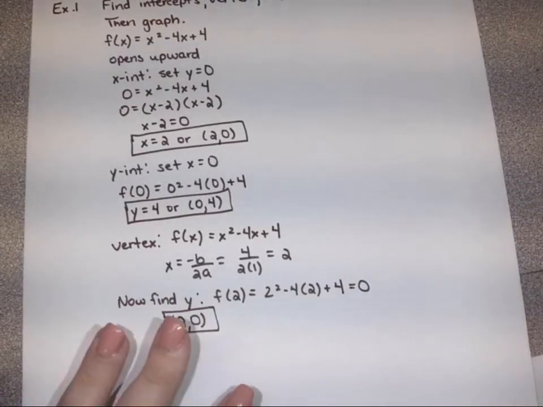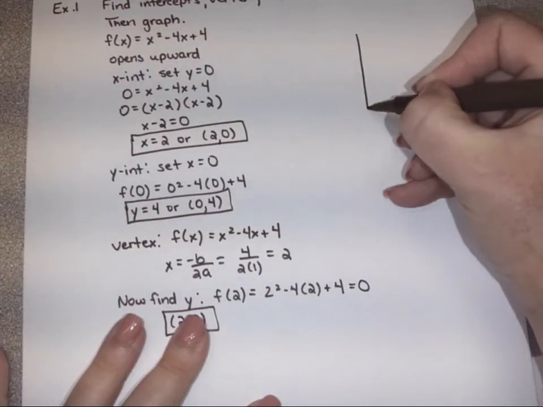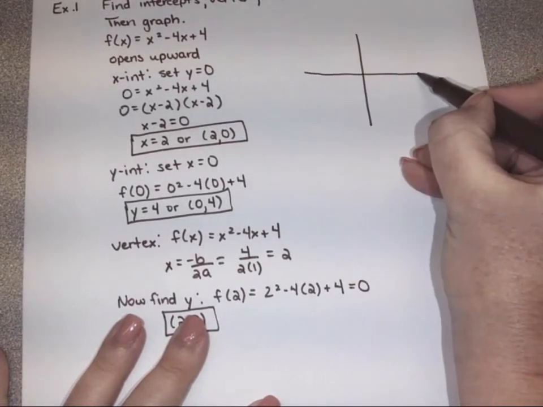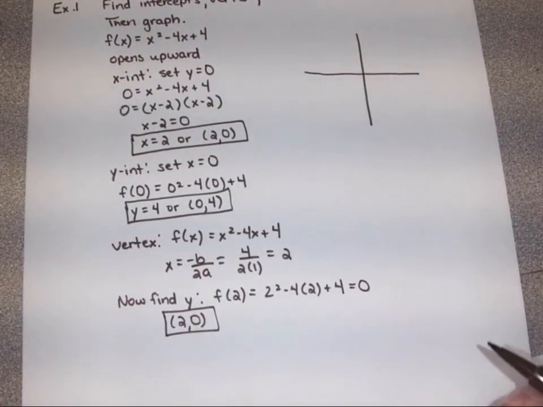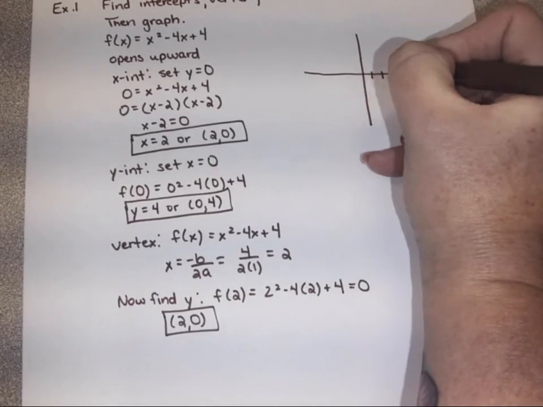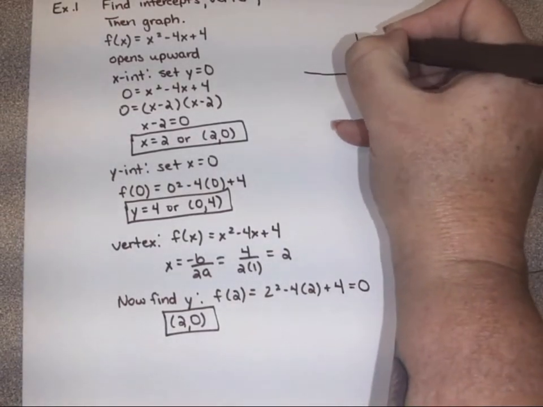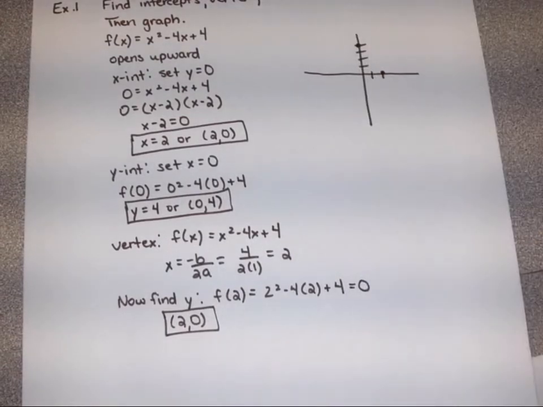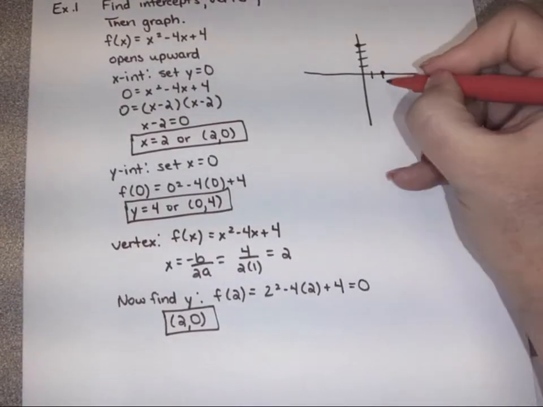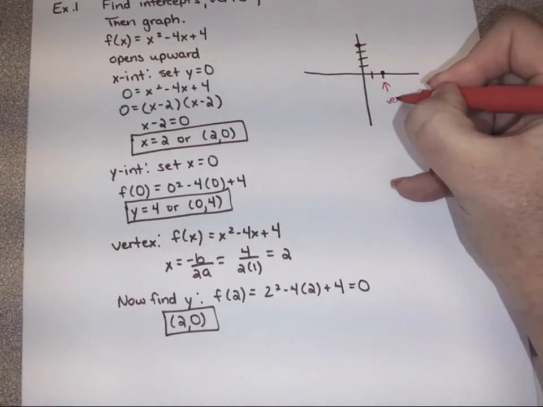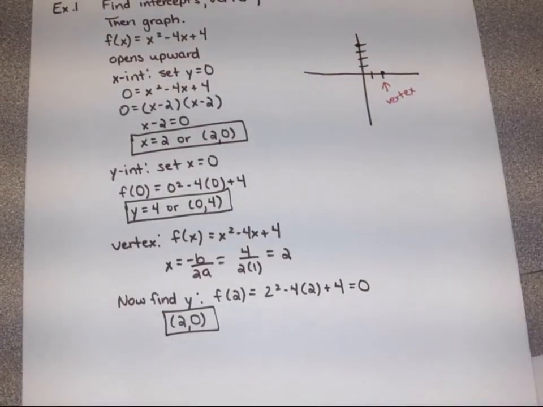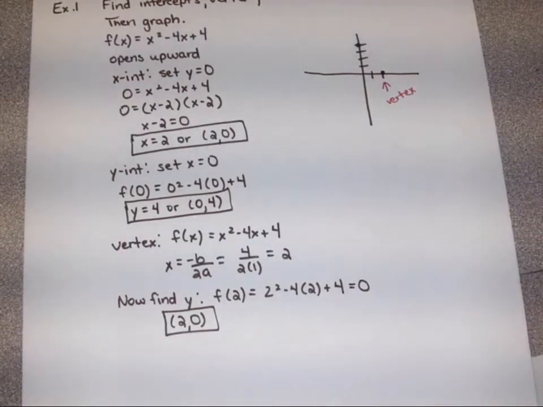Let's see if we can put all this together, and then we'll talk about whether we have a max or a min. I like to graph it and then discuss the max or the min. So we have an x-intercept here. We have a y-intercept here. We know the parabola opens up, and we know that this is also the vertex. We don't have that many points, but I think the fact that we have the vertex is probably enough to know what the graph would be.